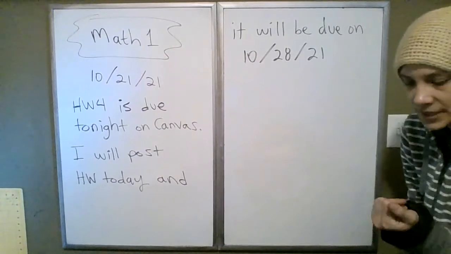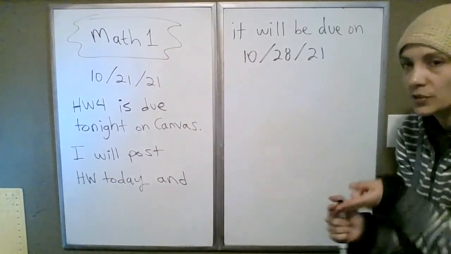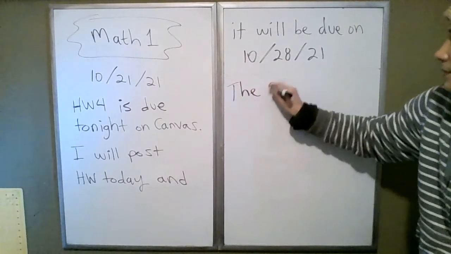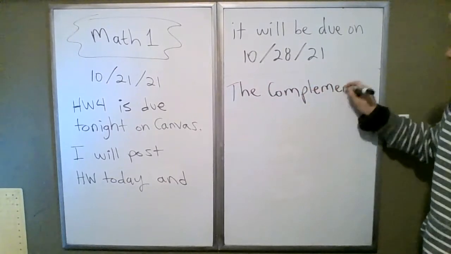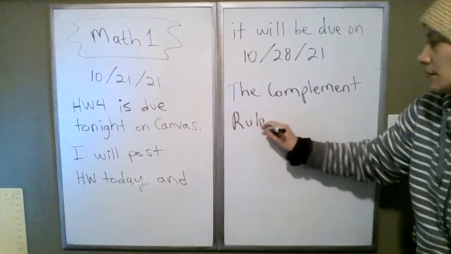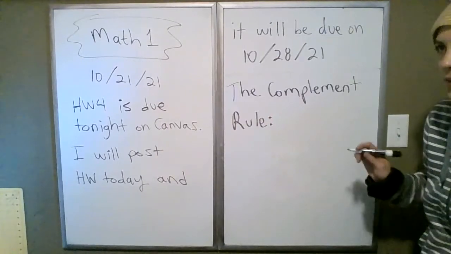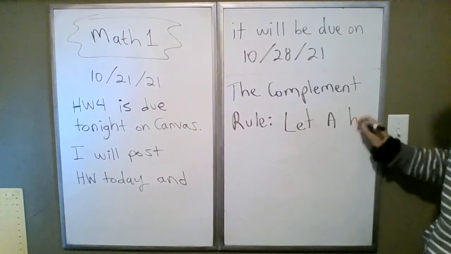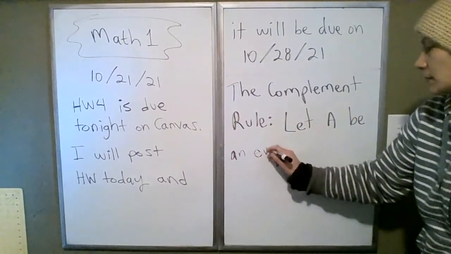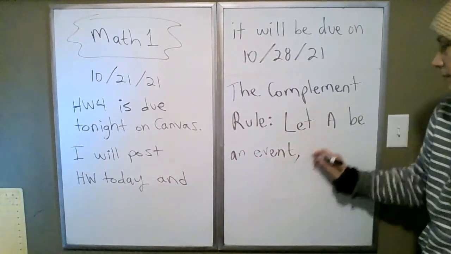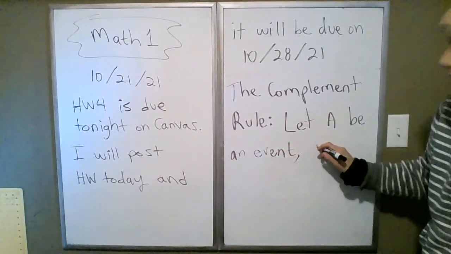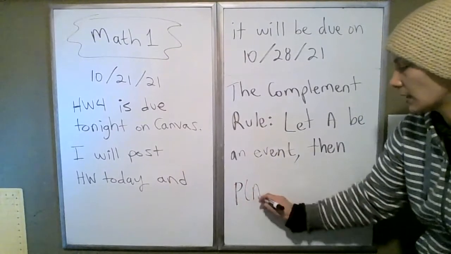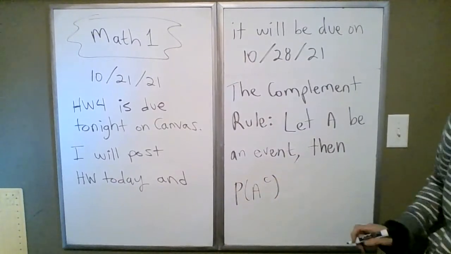Okay, so today we're going over a lot of examples with the complement rule and the general addition rule. We wrote down the complement rule last time, but we're going to put it up again. For any event A, let A be an event. Then the probability of the complement of A is equal to 1 minus the probability of A.